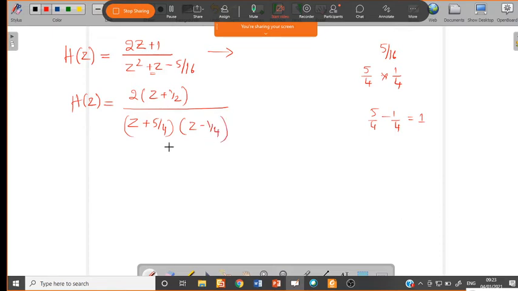Now we can see the poles of this transfer function exist at minus 5 by 4 and plus 1 by 4. So these are the pole locations. If you plot these pole locations, say for example this is a unity circle.